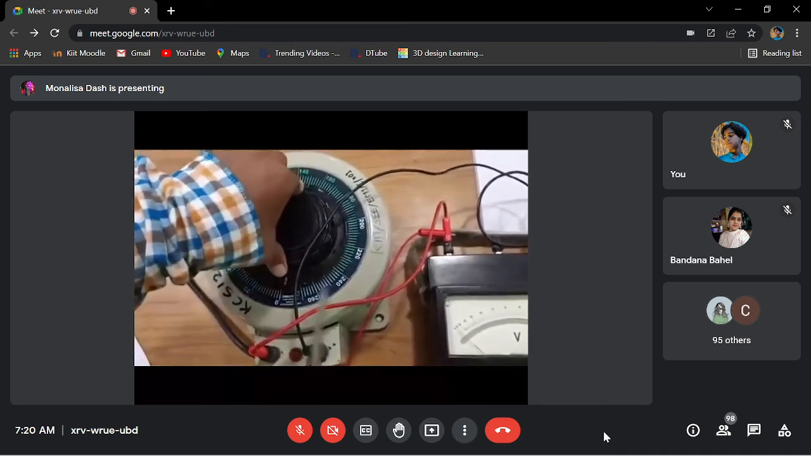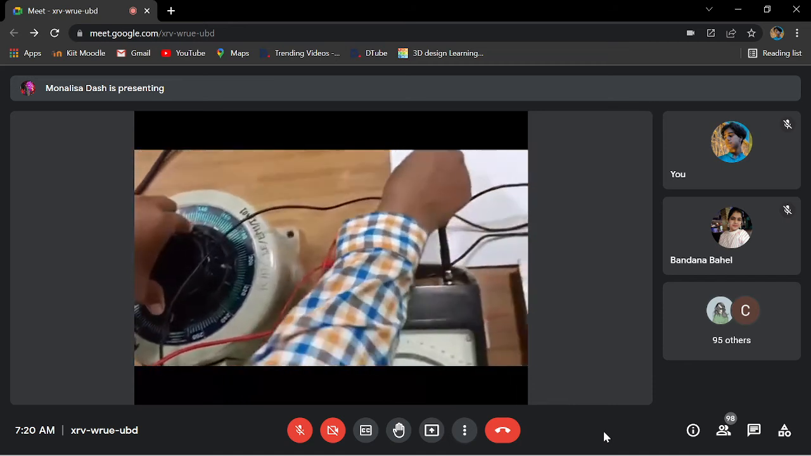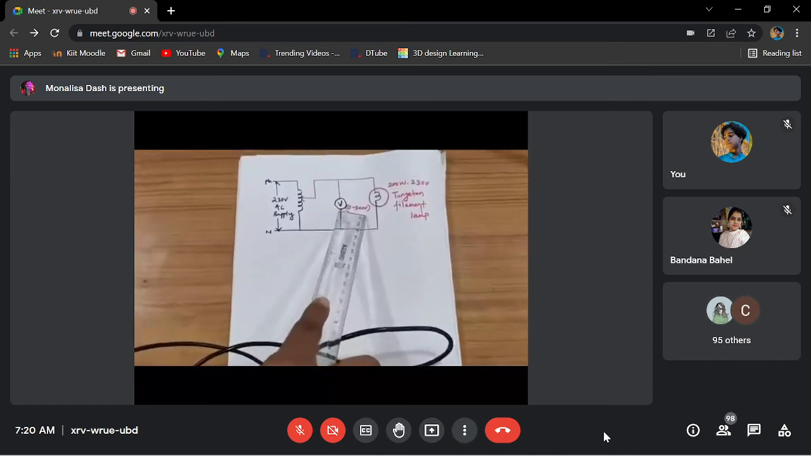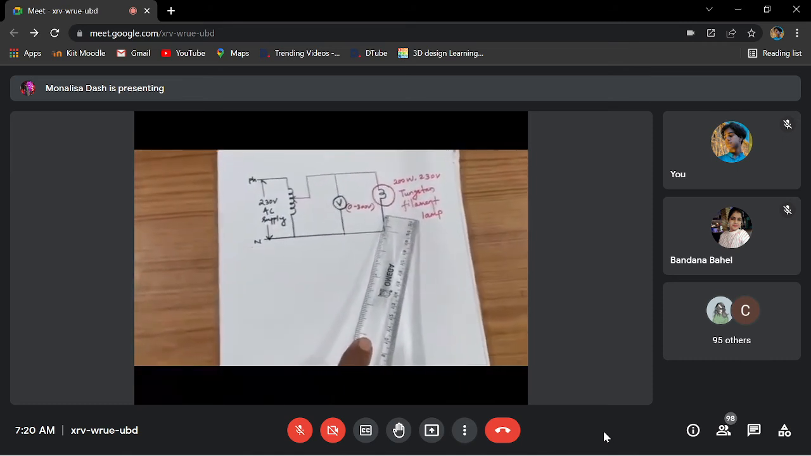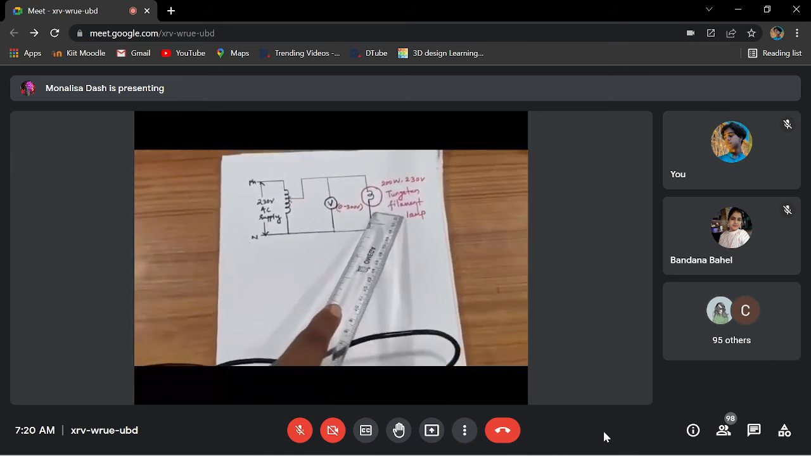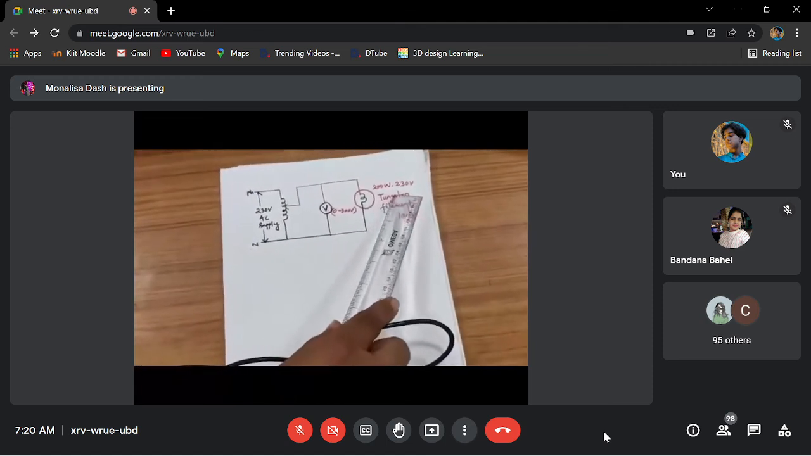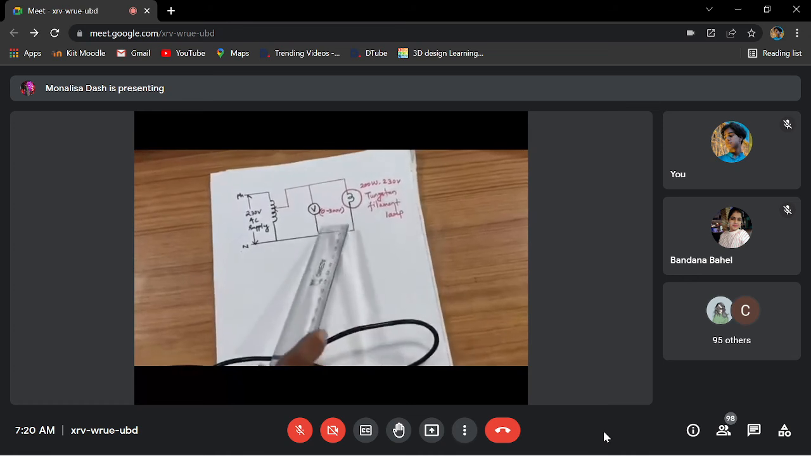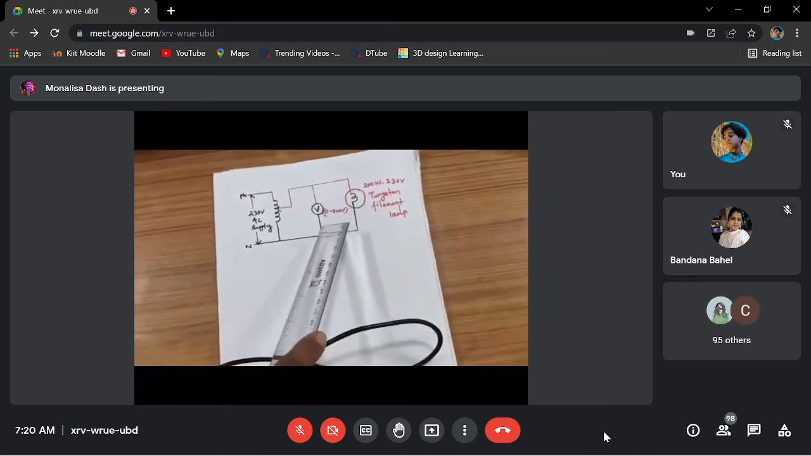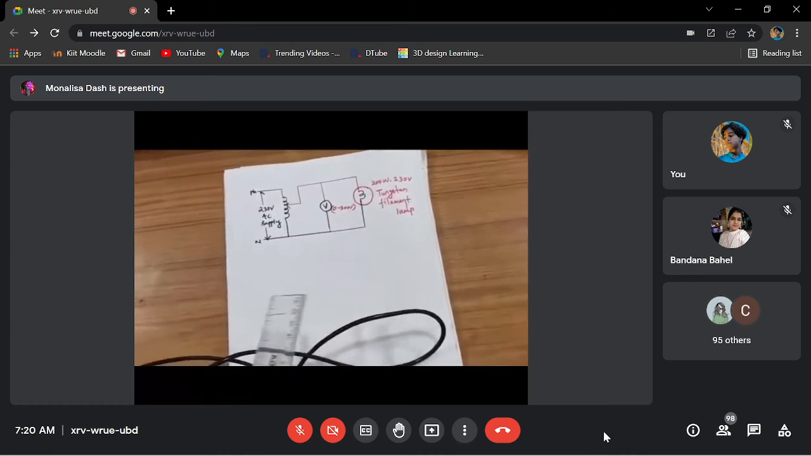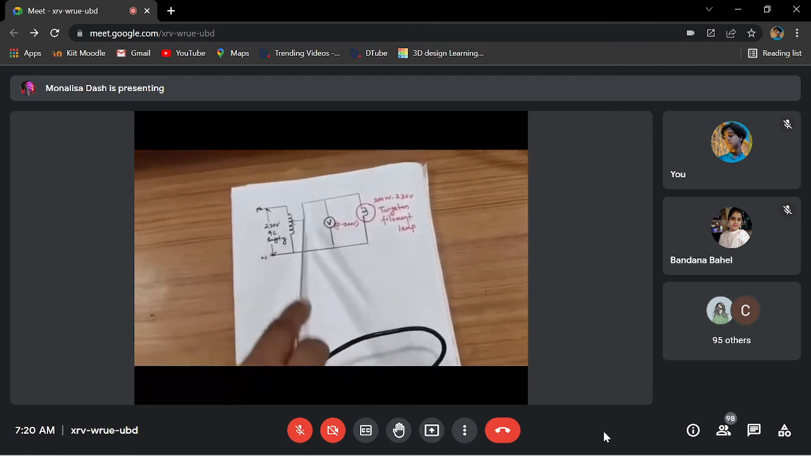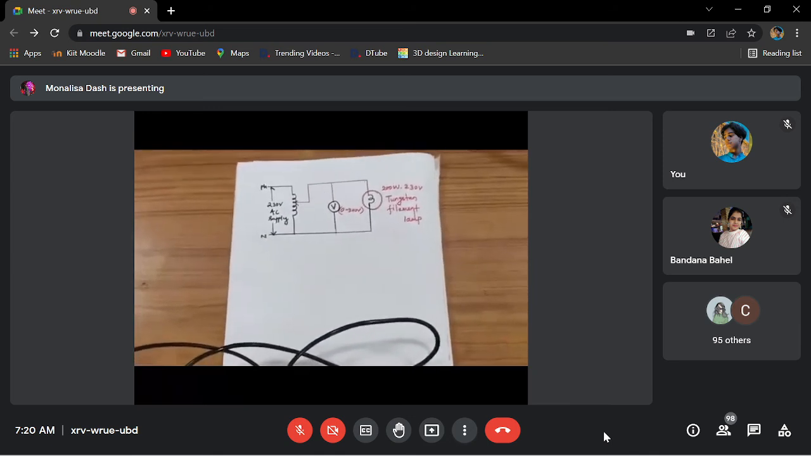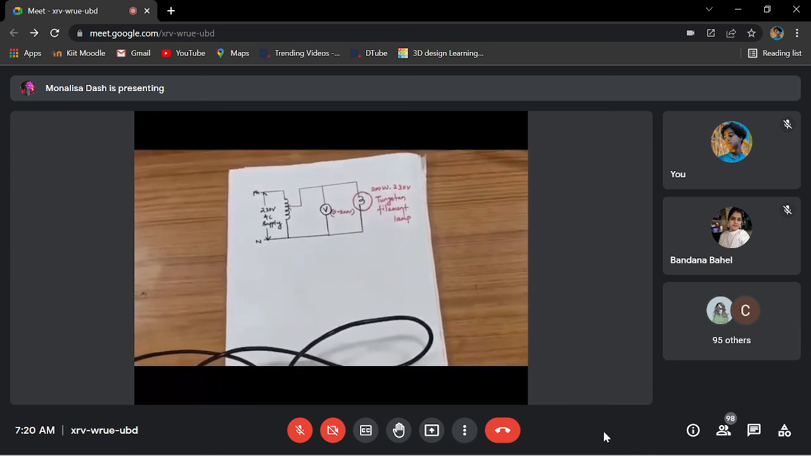Here we have to connect the single phase variac to a voltmeter having range 0 to 300 volt and a lamp load. That lamp is made of tungsten and its specification is 200 watt, 230 volt, and here the voltmeter range is 0 to 300 volt AC, and this single phase variac is connected to the circuit. Its specification is also single phase, 270 volt and 15 ampere.